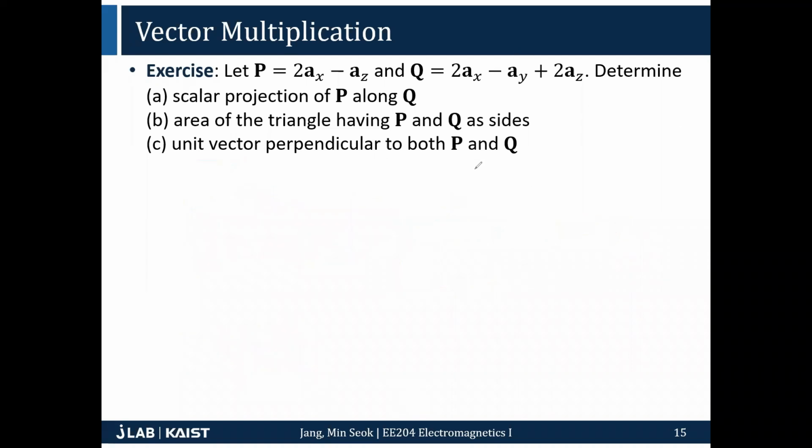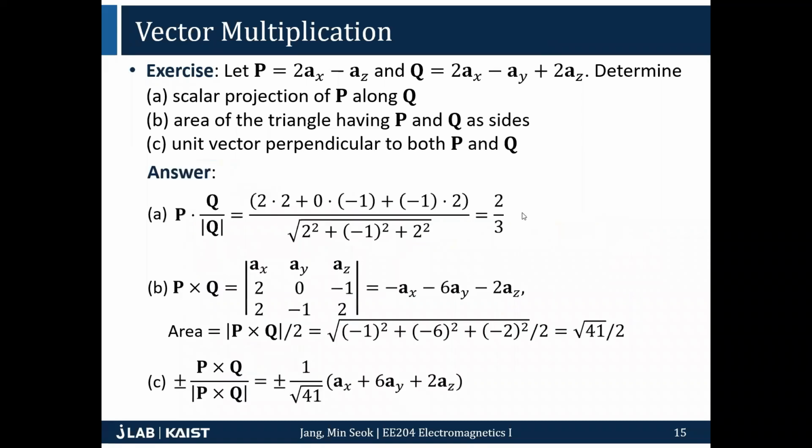Before we move on, do we have any questions? If you have any question, please leave it here. And if you don't, I think we are ready to move on to the actual vector calculus, like vector differential operators.